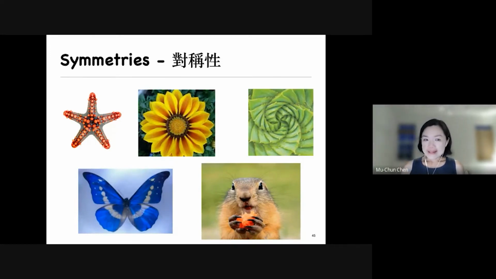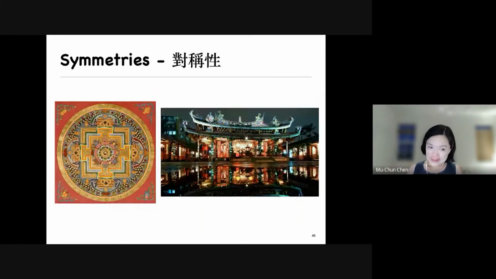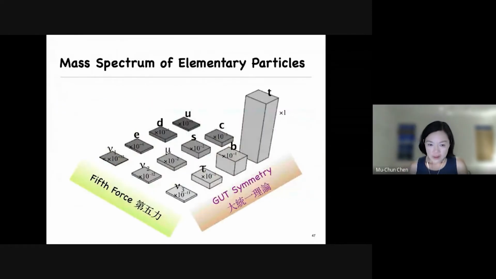Of course, symmetries occur in many places in nature. We observe them in plants, in flowers, and also in living creatures like butterflies, starfish or a marmot. They also exist in art and in our architecture. So a big part of my research is to try to understand this pattern of the fermion masses making use of symmetry.